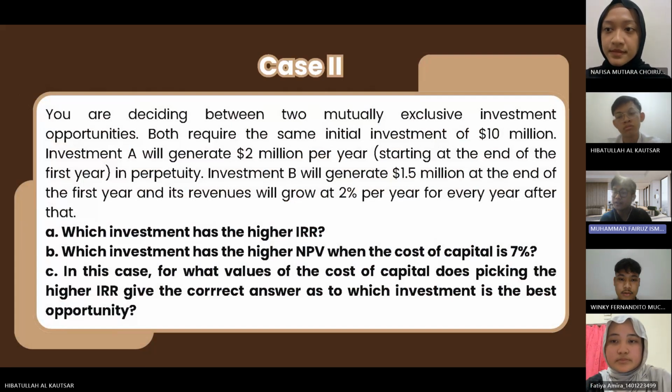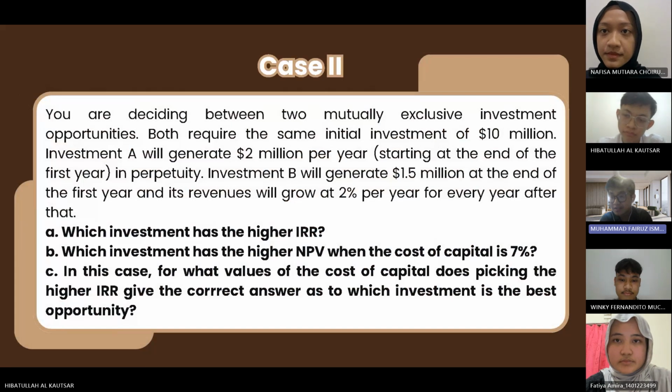So the questions for the second case are: question A, which investment has the higher IRR? Question B, which investment has the higher NPV when the cost of capital is 7%? And question C, in this case, for what values of the cost of capital does picking the higher IRR give the correct answer as to which investment is the best option?